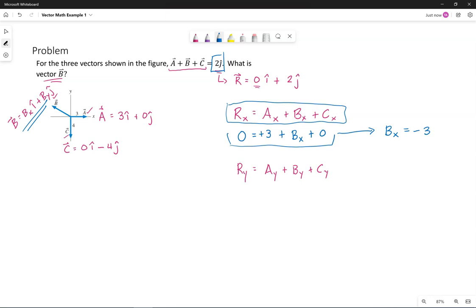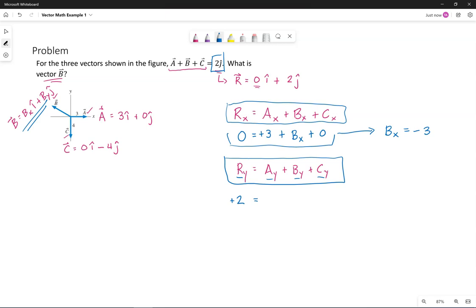Now we're not done. We need to account for the y component of B as well. Y components, it's very similar. We're adding A, B, and C again, but specifically the y components, the vertical components. When we add the y components A, B, and C together, we get the y component specifically of the answer. We know this needs to be 2. That's what the problem tells us.